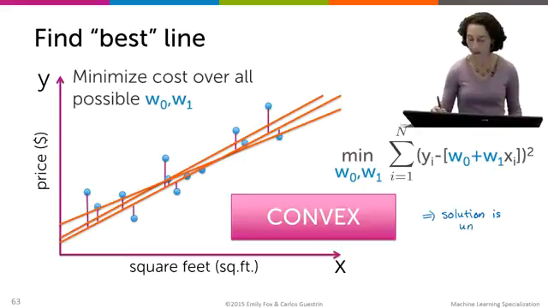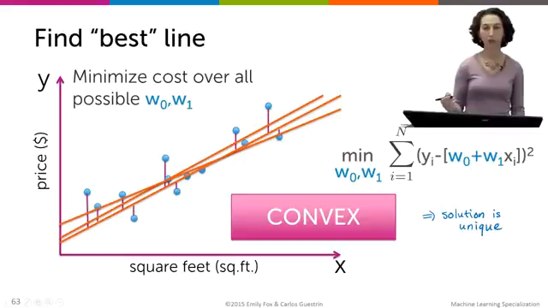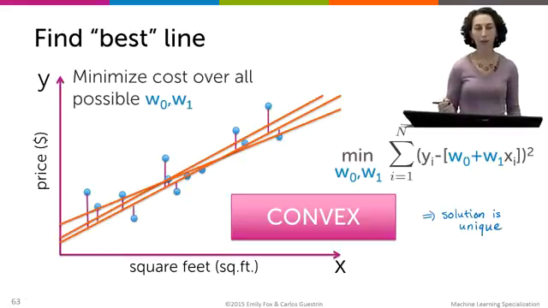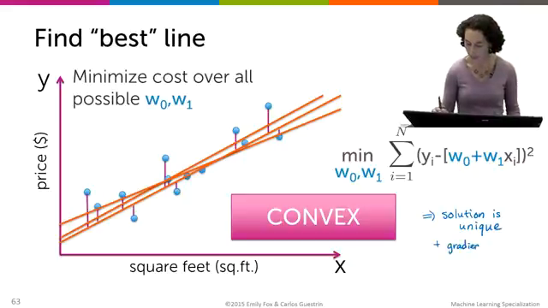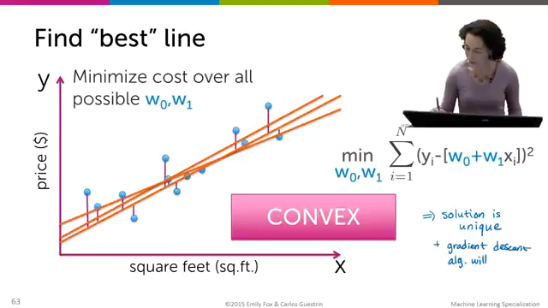is unique. We know there's a unique minimum to this function. And likewise, we know that our gradient descent algorithm will converge to this minimum.